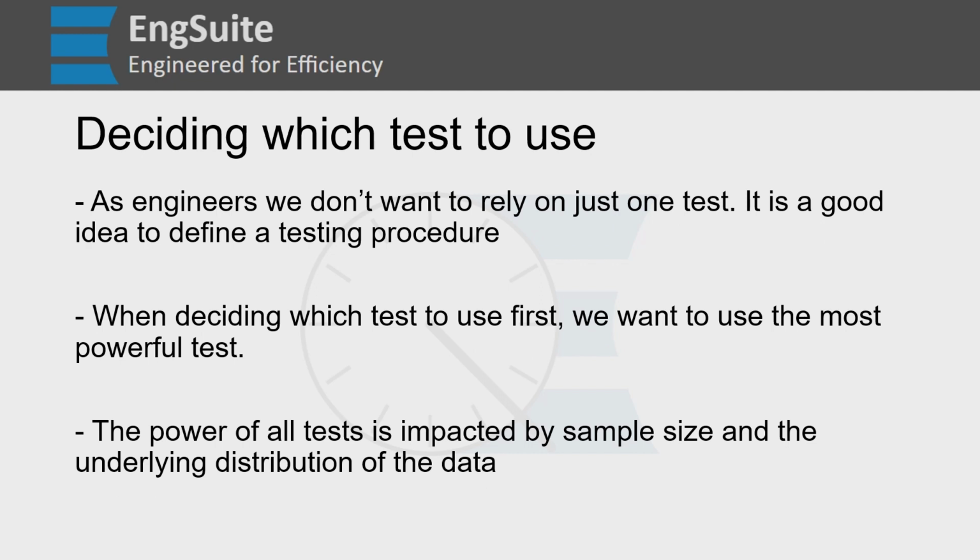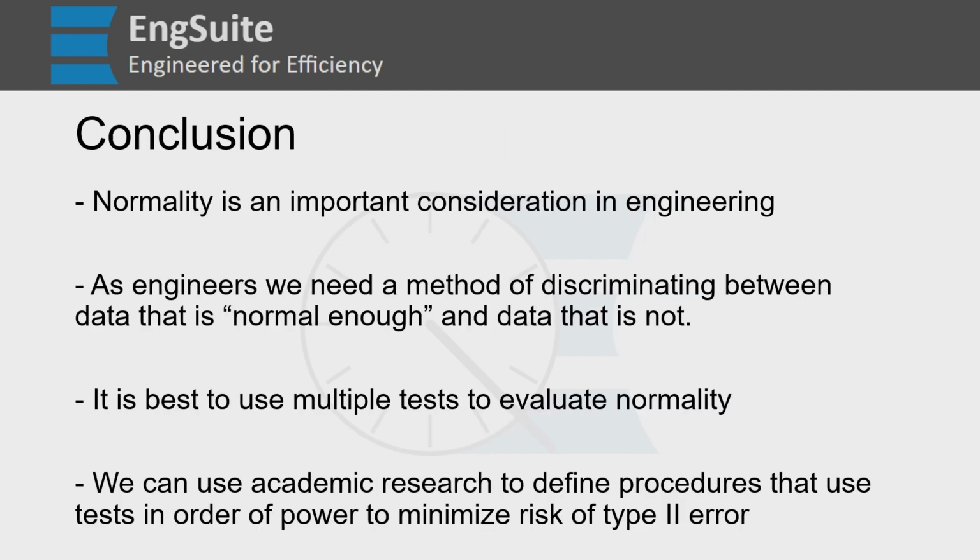Okay, so conclusion time. Normality is important in engineering. I don't have to restate that. I think we all understand that one. As engineers, we do need a method of discriminating between data that is normal enough and data that is not. Normal enough is in quotations here because that's really all we care about. Going back to that whole symmetry versus asymmetry, for it to follow the normal distribution, it has to be symmetrical.